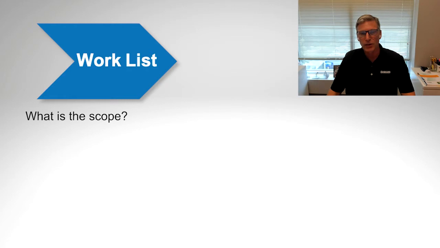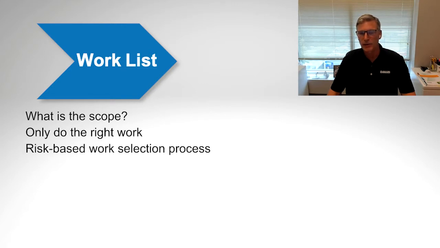The next phase is the work list phase. So what is the scope of the shutdown? We only want to do the right work, as we call it. And that's usually done by a risk-based work selection process. So we do a risk assessment, and I'm going to give an example of that a little later here.